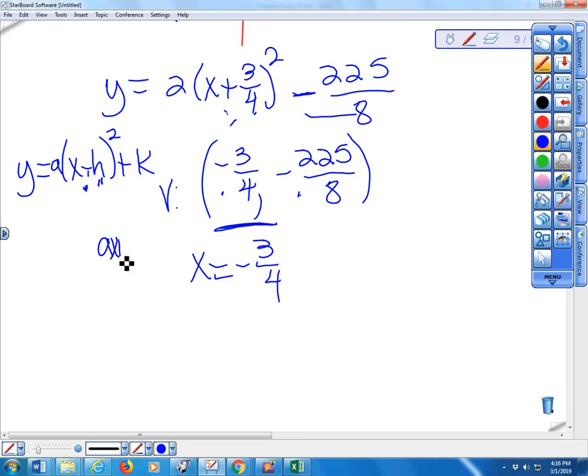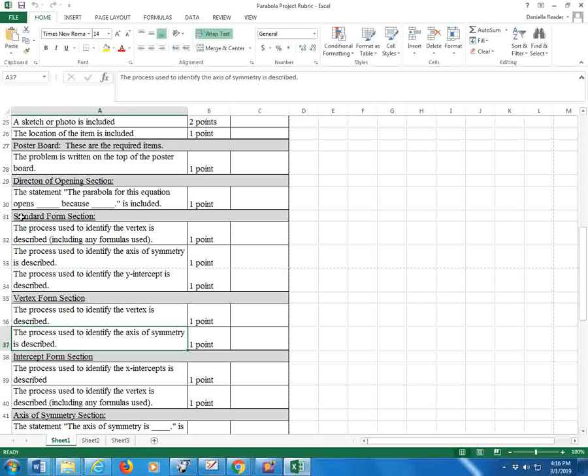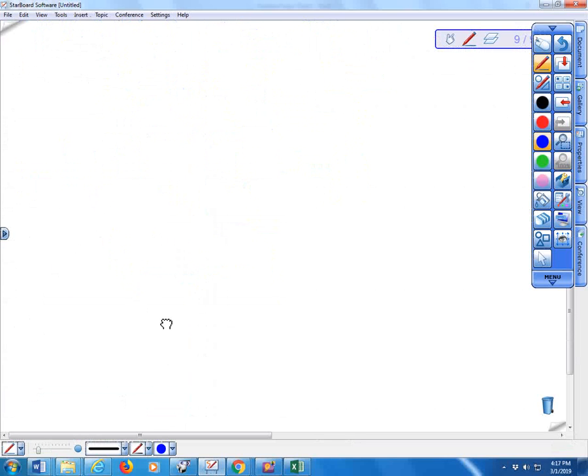You can just explain that it's the x-coordinate of the vertex, and then tell me what it is using the vertex form section. Can't talk and write at the same time. Okay. So on your poster, you're going to have a standard form section. You're going to have this described. You're going to have a vertex form section, and in that vertex form section will be the place where you describe how you complete the square. Okay. In the intercept form section, you're going to tell me how to find the x-intercepts, and you're going to tell me how to find the vertex. Okay. The x-intercepts.